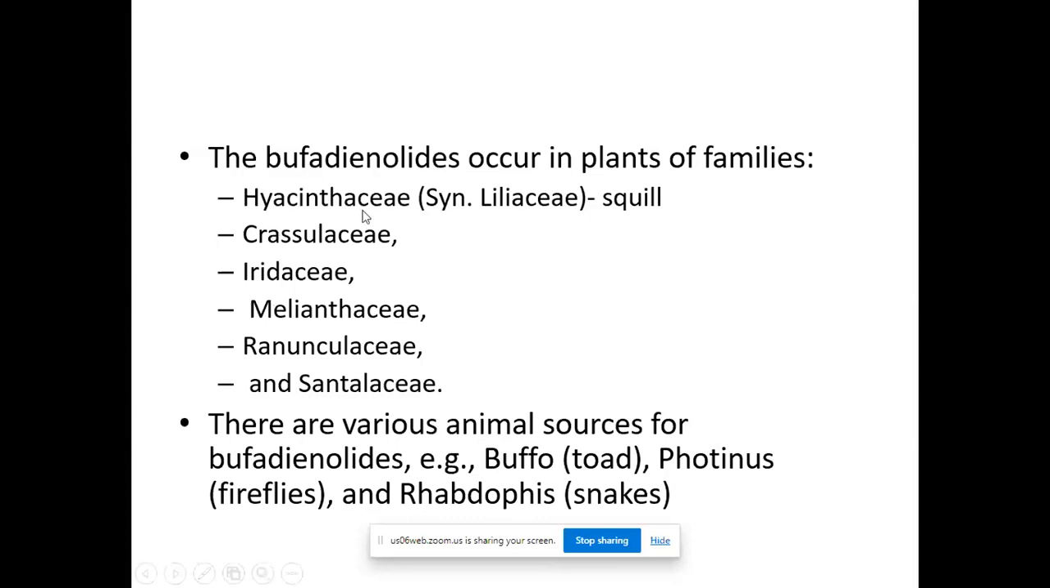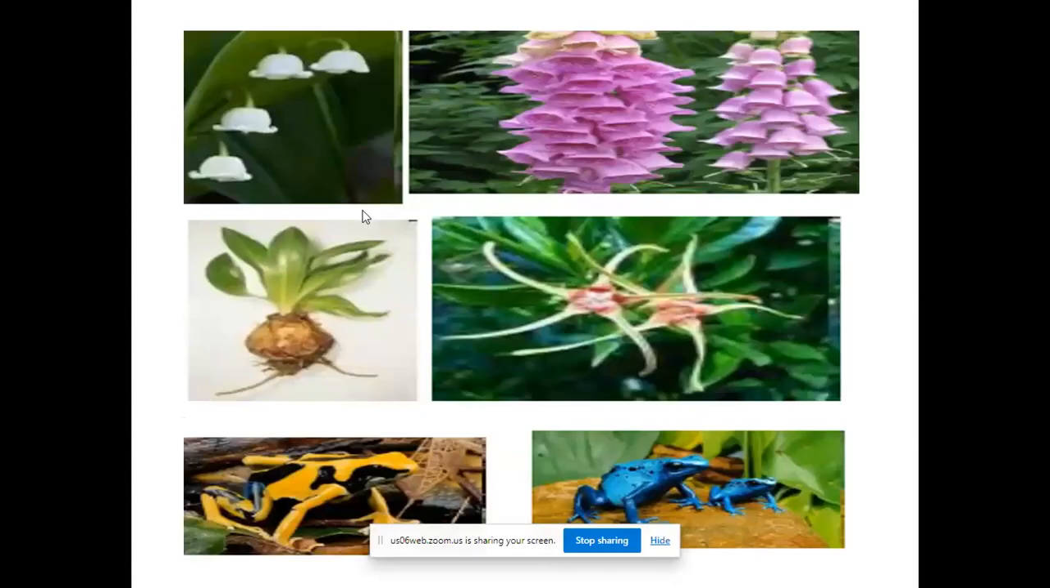So remember we were talking about the bufadienolides, which are the 6-membered ring lactones. I believe there's a structure here. All these are examples of the pictures. I believe you're familiar with this purple one. It's the digitalis.